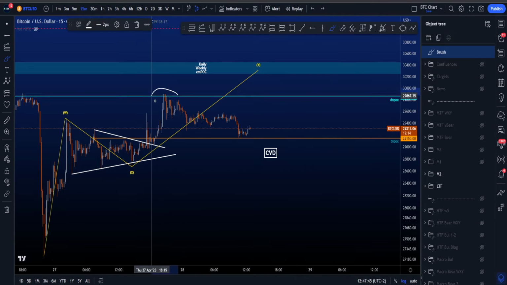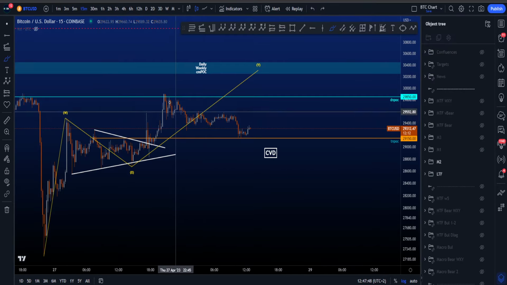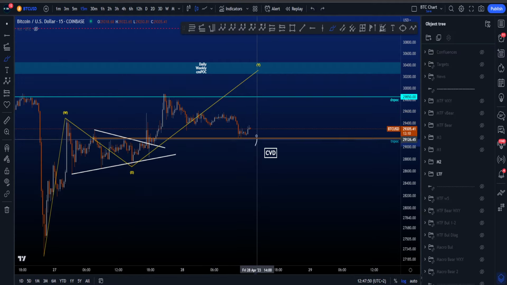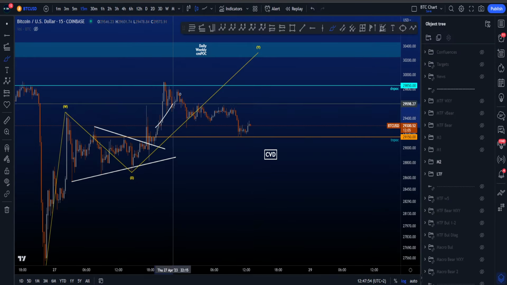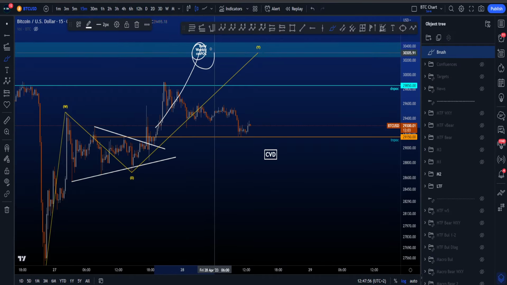Now price, however, stopped at the daily naked point of control and then started to move to the downside, now finding support at the time naked point of control. So in my opinion, Wave Y would have been more likely if it had continued pushing to the upside.